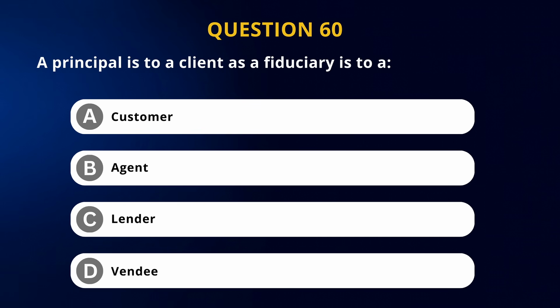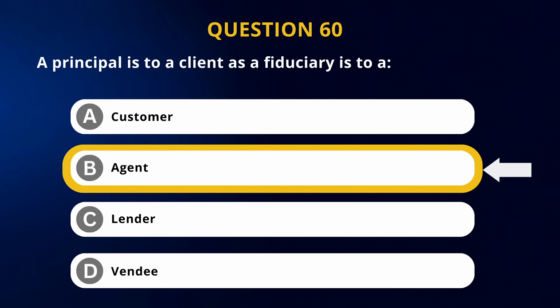Question number 60. A principal is to a client as a fiduciary is to a letter A, customer. Letter B, agent. Letter C, lender. Letter D, vendee. And the answer? Letter B, agent. All right, so a principal is to a client. So a principal is also known as a client, and a fiduciary is also known as an agent.